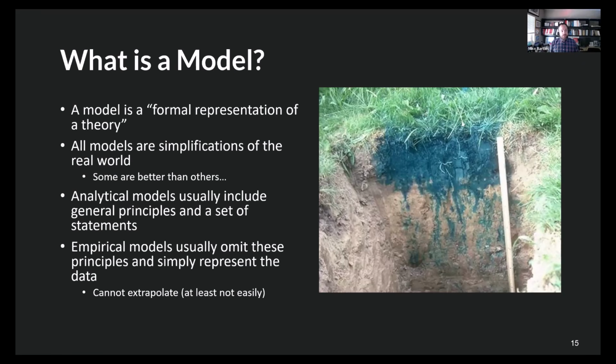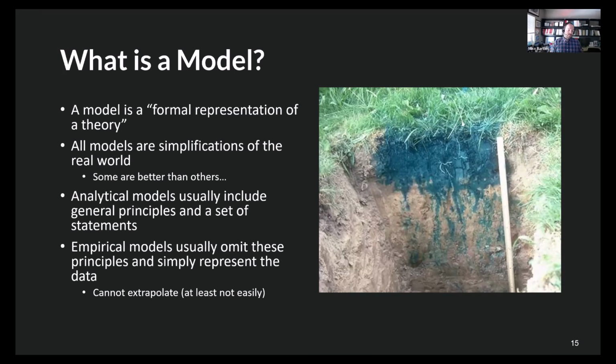In a nutshell, it's a formal representation of a theory. We think something will happen, or we know something is going to happen based upon some empirical evidence, like we've seen happen in the real world. We want to represent that to do the what if scenario. What if it rains more than I've seen before? What if I change this area from meadow to parking lot? What is the response going to be like?